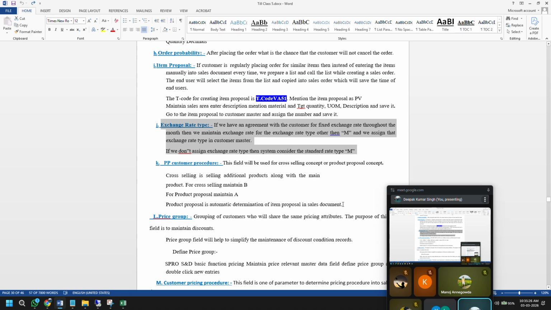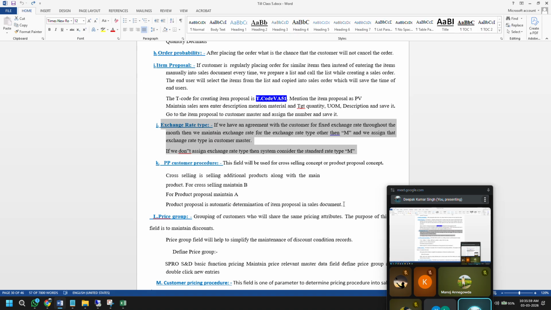Then the PP customer procedure, which we call the product proposal. This is a function we will be using. Let's say you are buying a mobile from an online store. You must have seen that you automatically get a proposal that you may like to buy a screen guard or the back cover for that mobile. You must have seen this kind of functionality in online shopping.